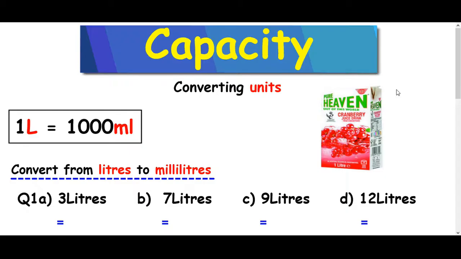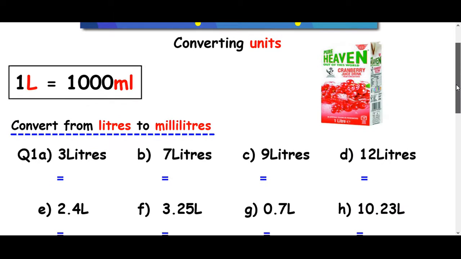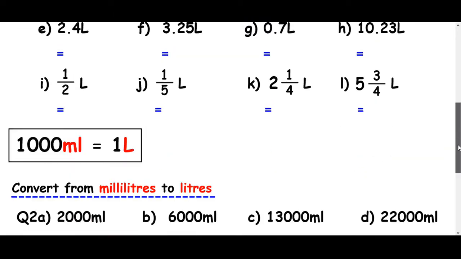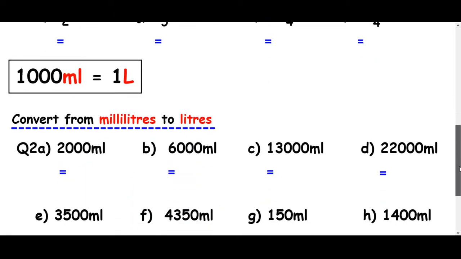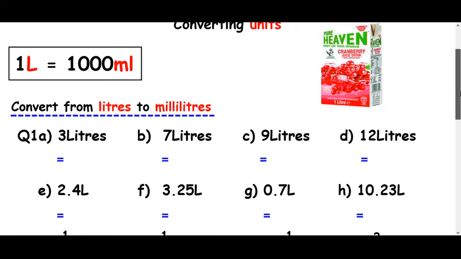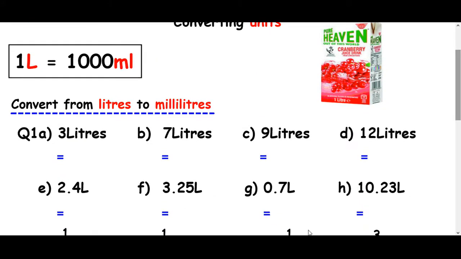Okay, let's put that into practice in converting units. We're firstly going to convert from litres to millilitres, and then from millilitres back to litres. So we know there's 1,000 millilitres in a litre. So let's look at these first examples that are quite easy.